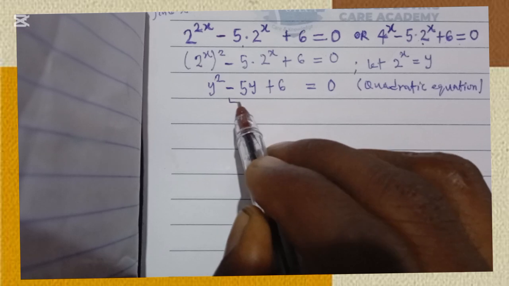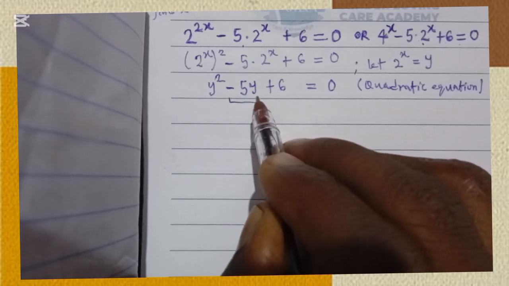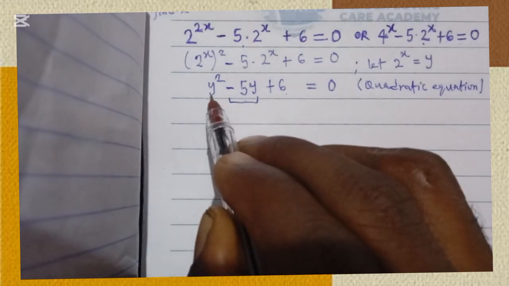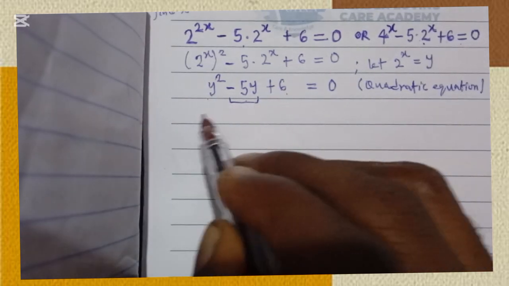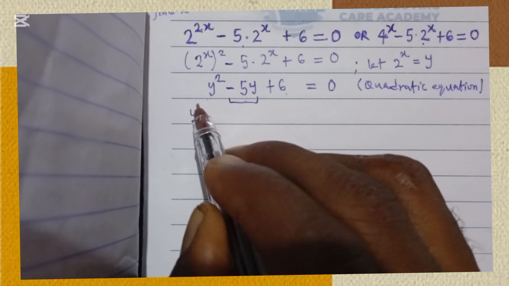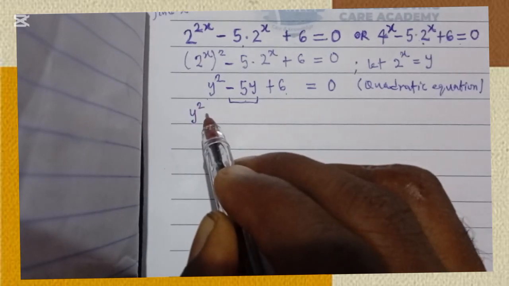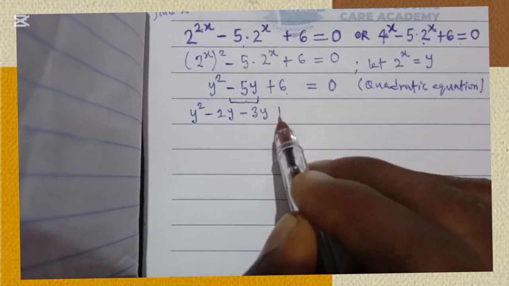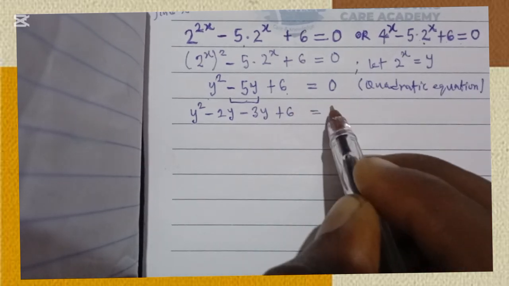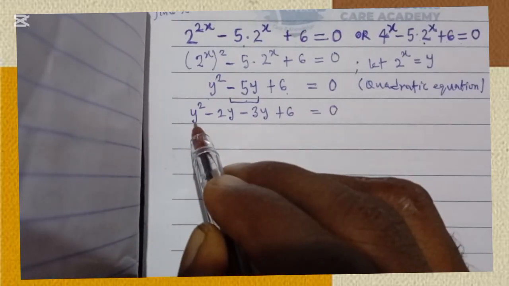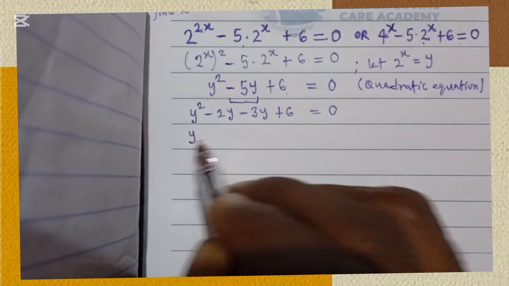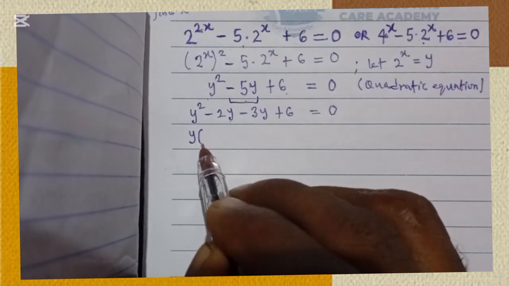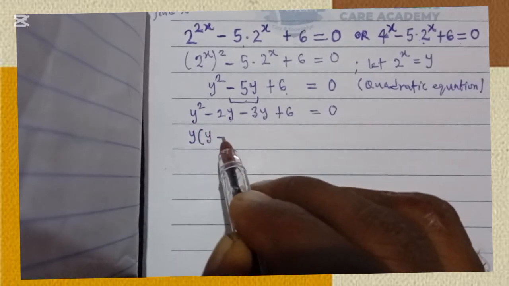We replace the middle term here with 2 terms, such that when you add them together, you get the middle term, and when you multiply them together, you get the product of the first and the last term. So this expression becomes y squared. If you look for those terms, you get minus 2y minus 3y plus 6 is equal to 0. So what you simply do is you take out y. Y is common in this part, so y comes out. We are left with y minus 2.